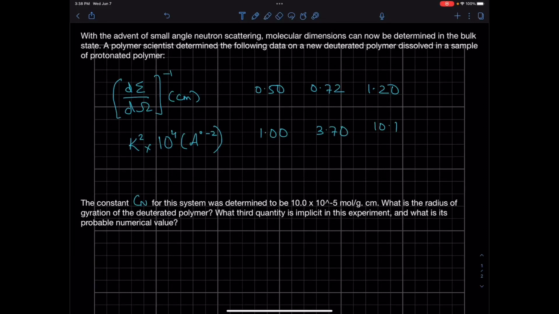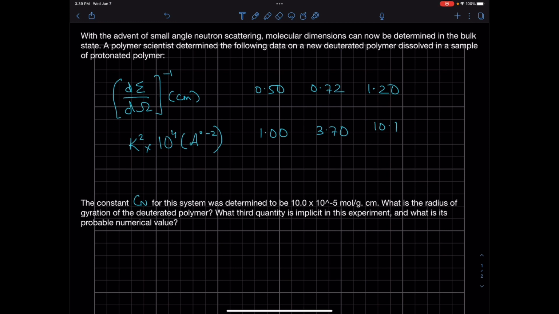With the advent of small angle neutron scattering, molecular dimensions can now be determined in the bulk state. A polymer scientist determined the following data on a new deuterated polymer dissolved in a sample of protonated polymer. The values of dσ/dΩ to the negative 1 are given, and k² times 10⁴ Å⁻² are given.